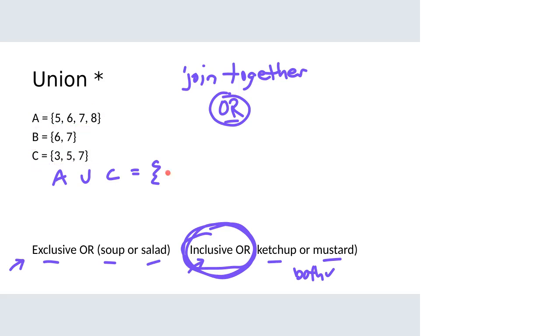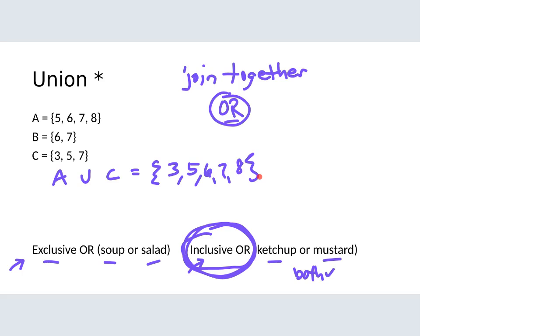It's not wrong to write it as 5, 6, 7, 8, and then join it with the 3, 5, 7. We don't write them twice. Once they're in there, they're in there. We're not going to write them again. So we're not going to put 5 and 7 in there again. They're already in there. It's not wrong to write it that way, but our convention is going to be to write it least to greatest. So we're going to go 3, 5, 6, 7, 8. It's just easier to look at and make sense of when they're in numerical order. So that's A union C.